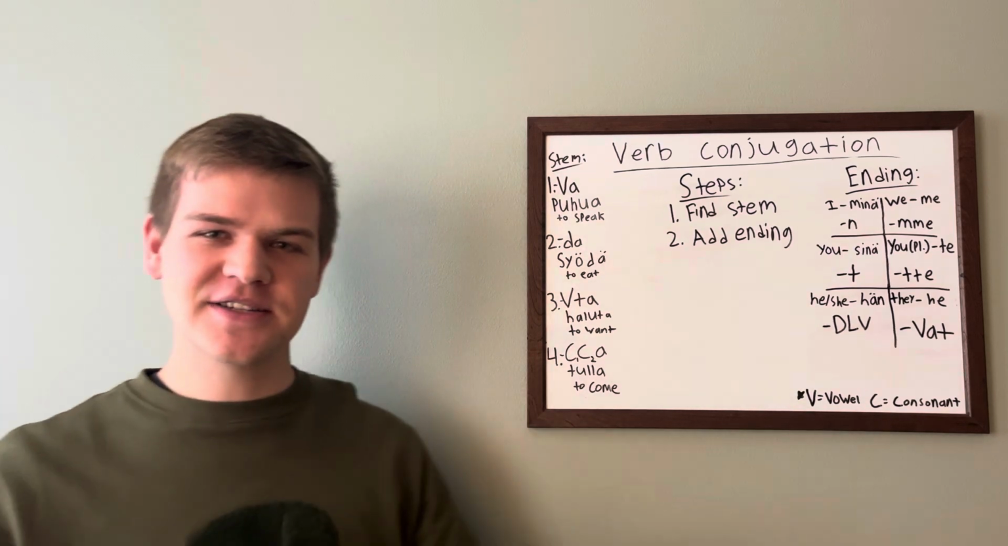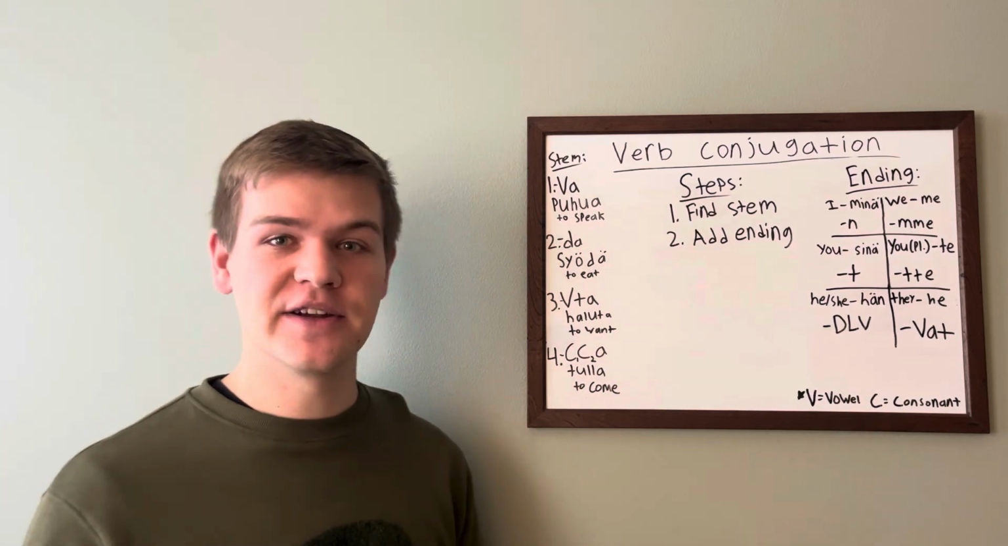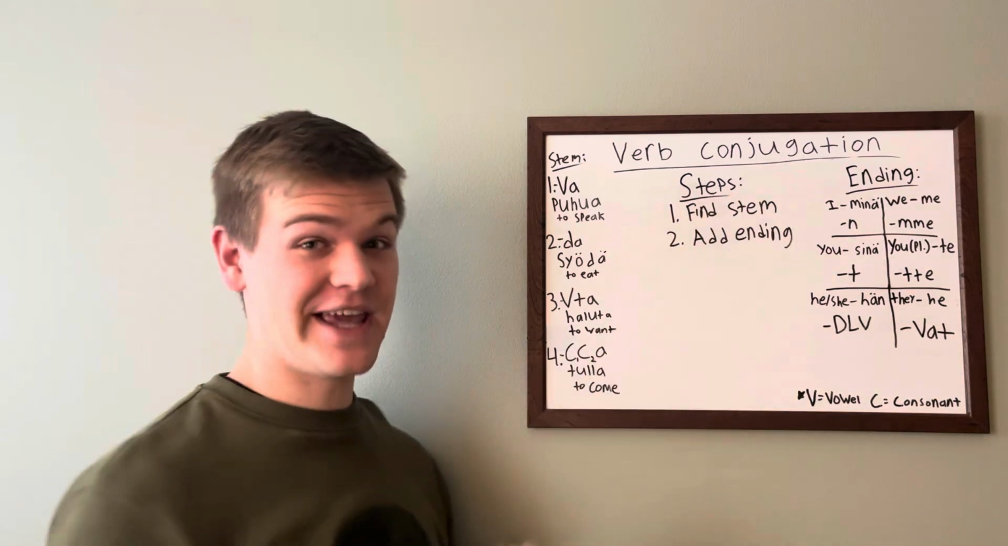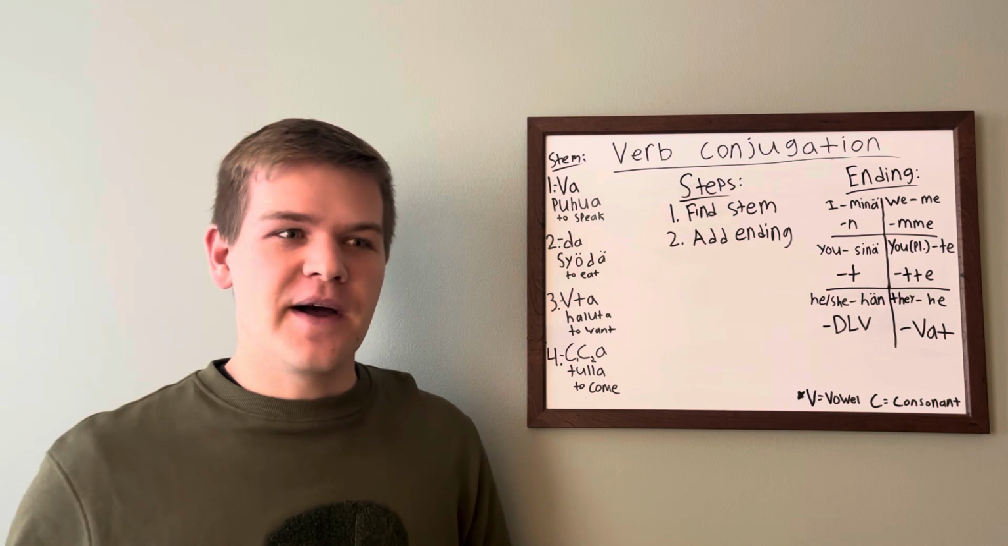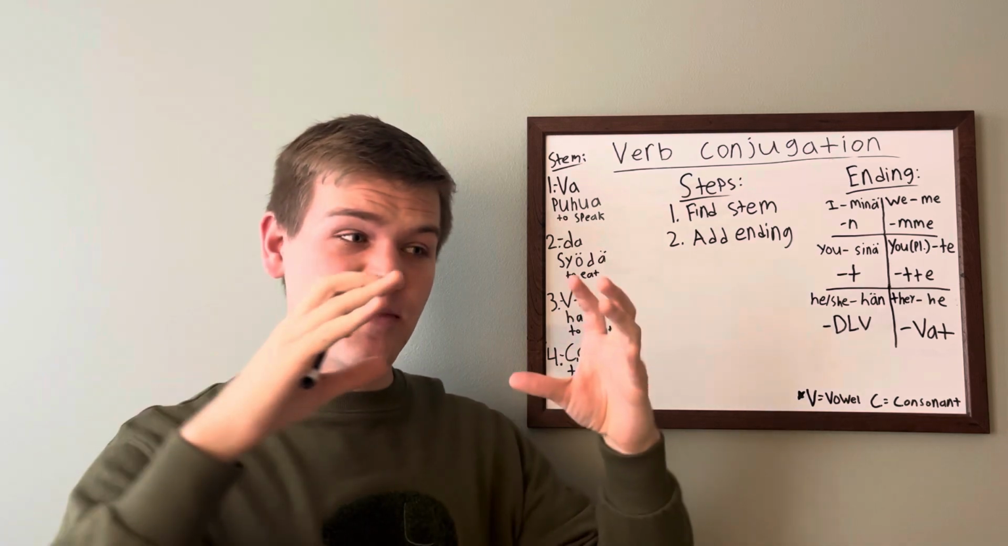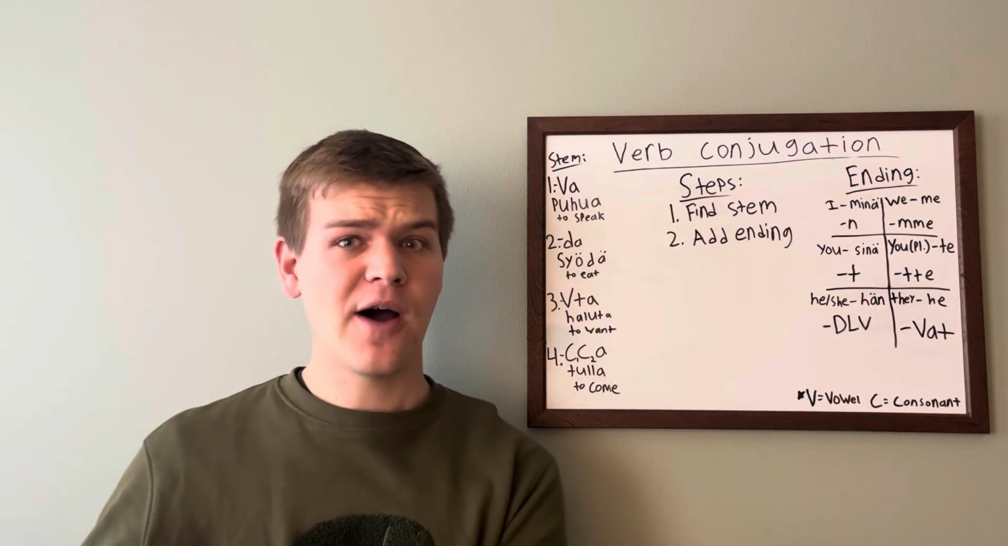So today we're going to start with something that's kind of foundational for a lot of Finnish grammar called verb conjugation, which is kind of a complex word for not too hard of a thing. This means that we change the form of the verb depending on what noun is doing it.